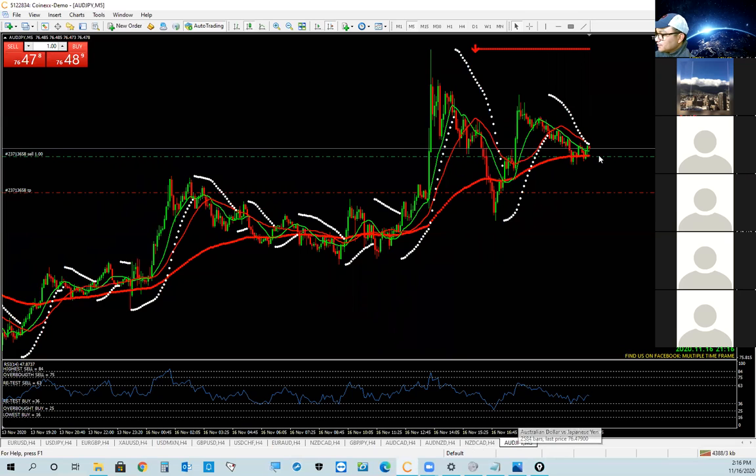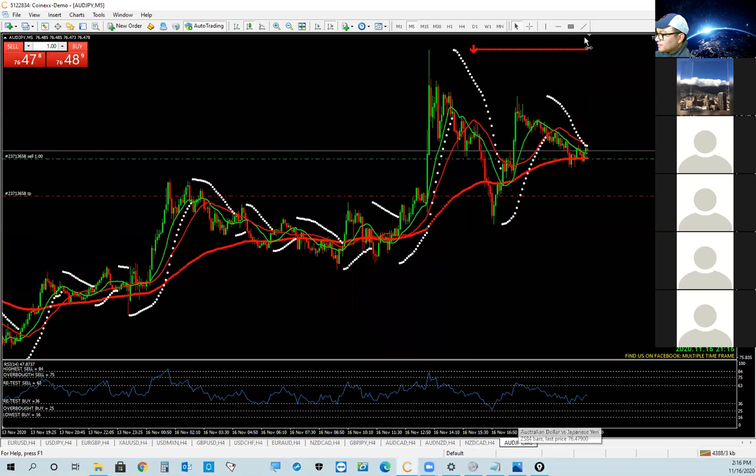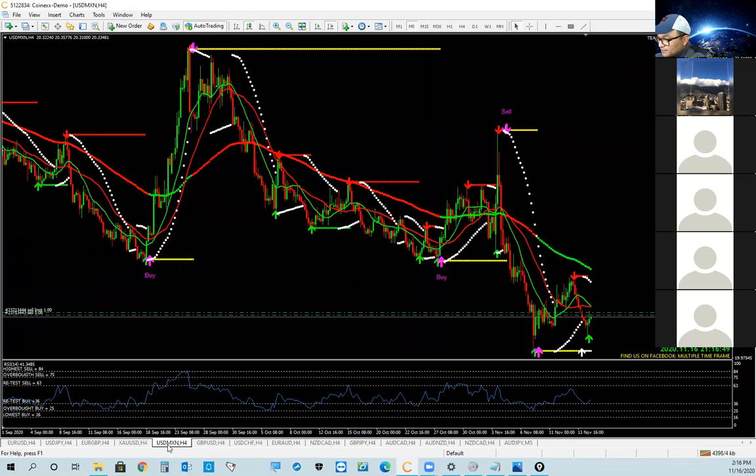Let's put $100 in here. This is a long stop loss, 30, 40 pips. Put it here. That's 20 pips. 70 pips, fine. And what about USD peso?